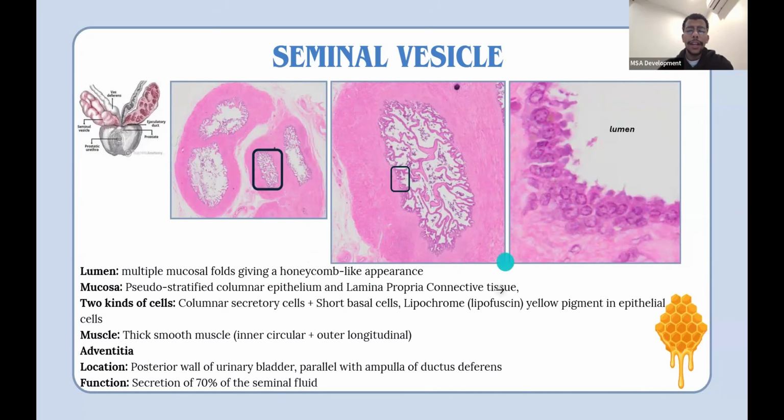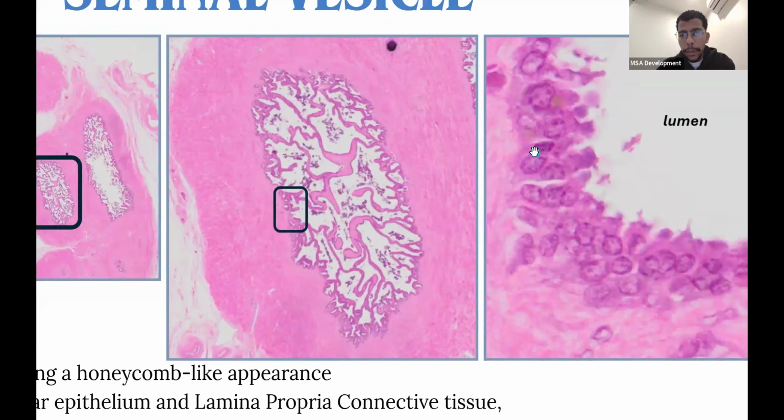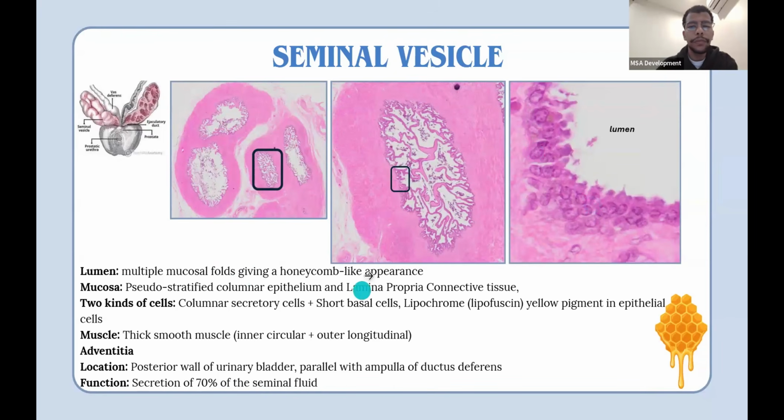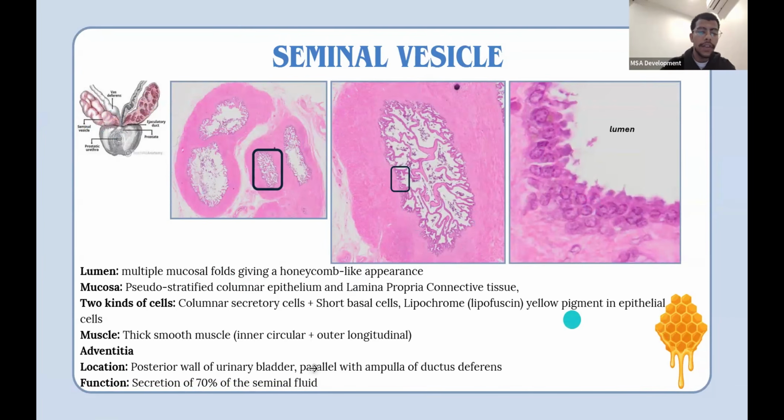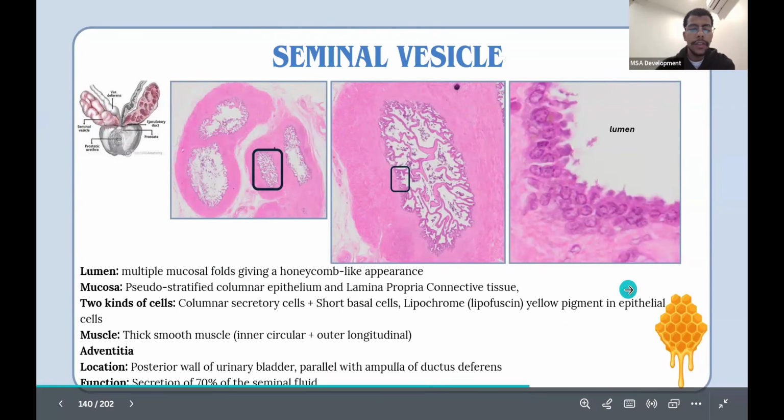Now it says that it has lipochrome or lipofuscin, the yellow pigment. However, I don't think you can see it clearly, but here, can you guys see this brown stuff? I think that's what they mean by lipofuscin. And we can find it in the posterior wall of the urinary bladder. This is the seminal vesicle. That's its location here. Can you guys see it on the diagram? Now this secretes the majority of the seminal fluid. It says here 70%. Okay, that's its function.